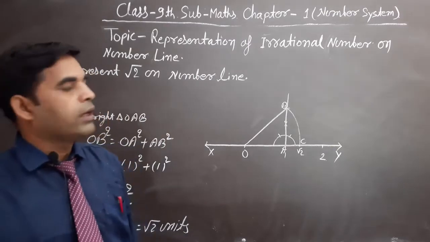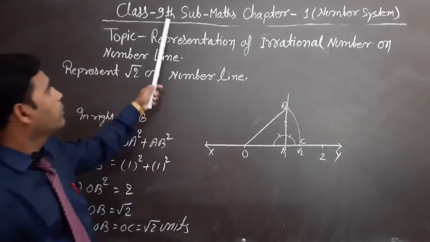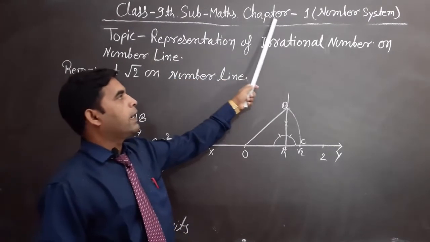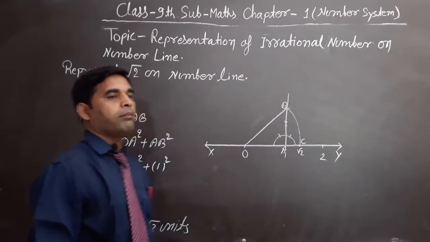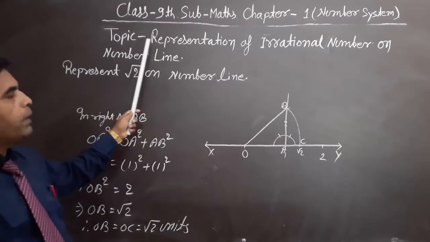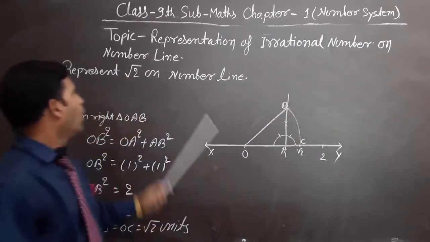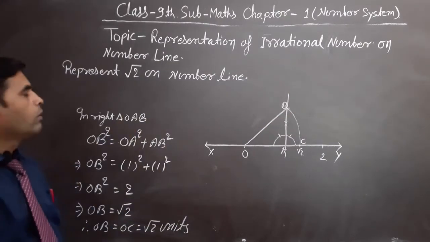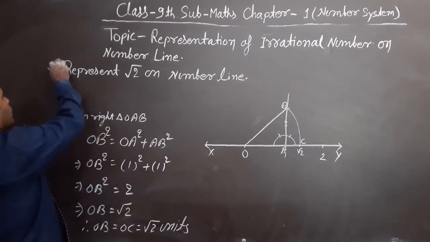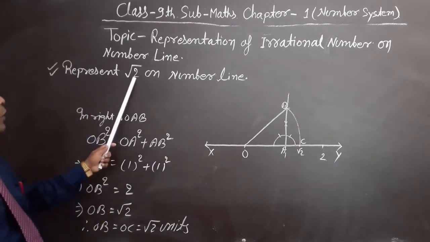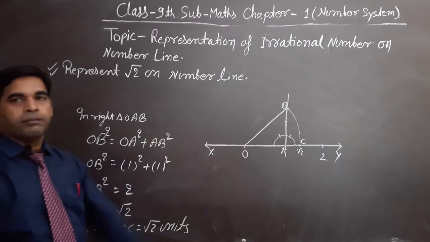Today we are studying class 9, subject math and chapter 1, number system. Today our topic is representation of irrational number on number line. For this, there is a question: represent root 2 on number line.